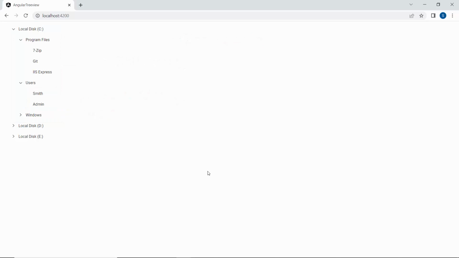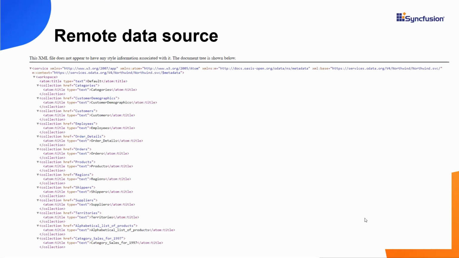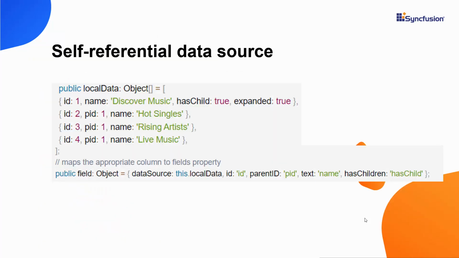So far, we have seen how to bind hierarchical data as local JSON data to the TreeView component. Now, I will show you how to bind data from a remote data source that contains self-referential data. Let's have a look at this self-referential example data first, to understand its structure. In addition to the usual id and text fields, you will see objects with two additional fields, parentID and hasChildren. This hasChildren field indicates whether a node has child nodes or not. The parentID field maps the appropriate parent node to its child node.